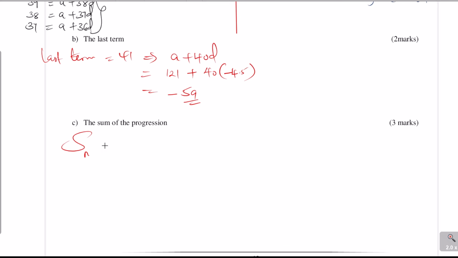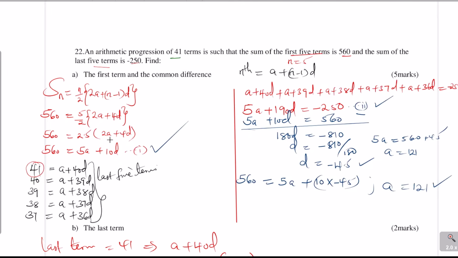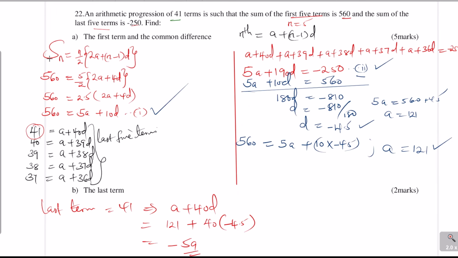The easiest way to get the sum. How do we get the sum? Now, the easiest one, you can use this formula, the first one here, because you have everything. You have the last term, you have the number of terms, you have the first term, but that one is quite a longer route that you're going to follow.